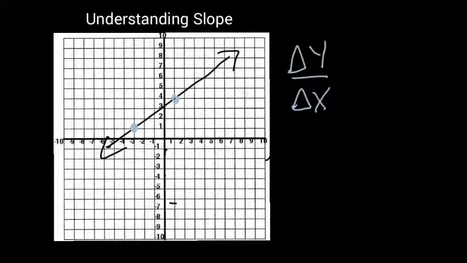First we're going to do our change in y. That's how far we go up or down. So we're going to go 1, 2, 3 units up. And up means positive, so we've got a positive 3. Then we look at our change in x. We're going to go 1, 2, 3, 4 to the right, and 4 is positive. So our slope of that line is 3/4.